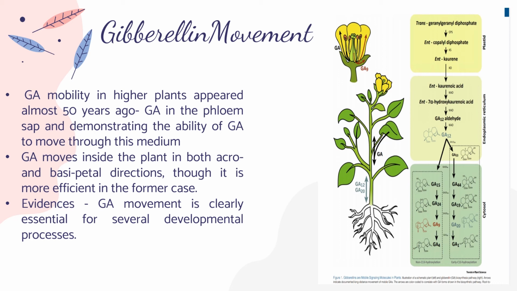GA movement is clearly essential for several developmental processes. Also, evidence supports the hypothesis that GA is a mobile plant hormone and that its movement is required for certain processes necessary for plant growth and development. One of the biological activities of GA is the induction of hypocotyl expansion following the flowering transition in Arabidopsis. Another example of an organ dependent on an external source of GAs are petals, which are dependent on the anthers as their GA source.